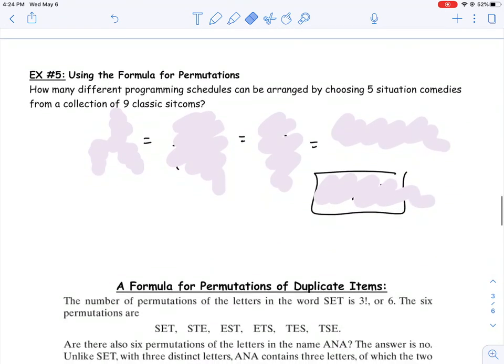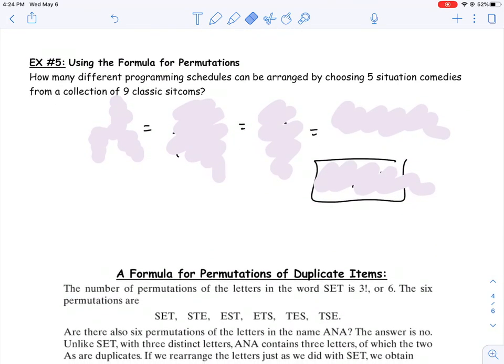All right, let's look at this last one here. Example number 5. It says how many different programming schedules can be arranged by choosing 5 sitcom comedies from a collection of 9 classic sitcoms. And so we have to think carefully on this one about if order matters. On this one, we could put one TV show first versus second versus third. And so order matters in this particular example. And so we know that this is, again, a permutation problem.